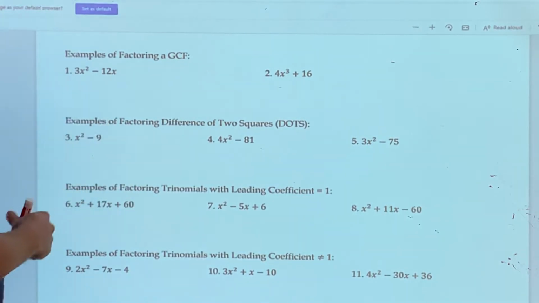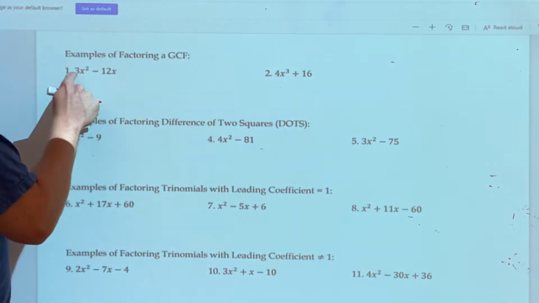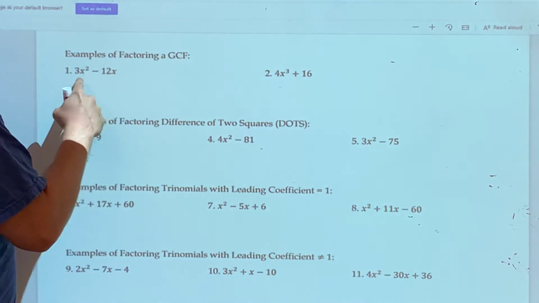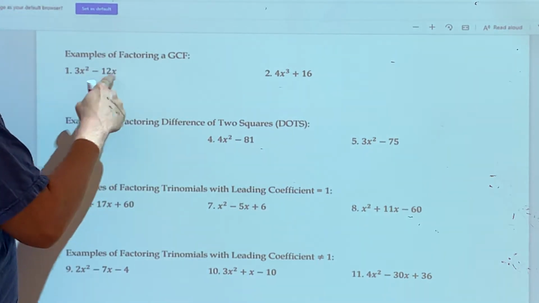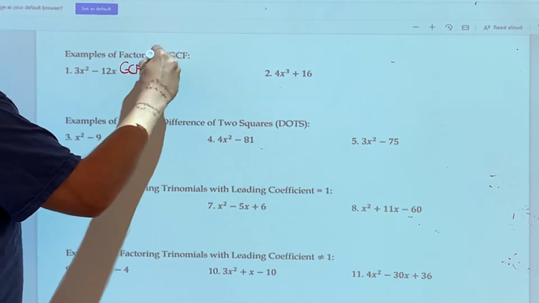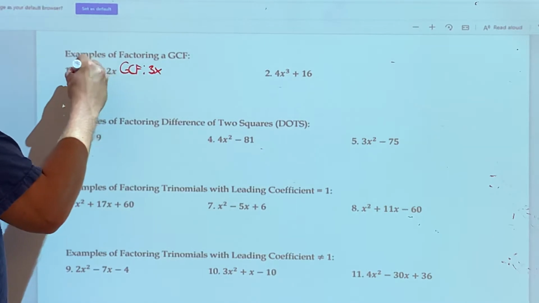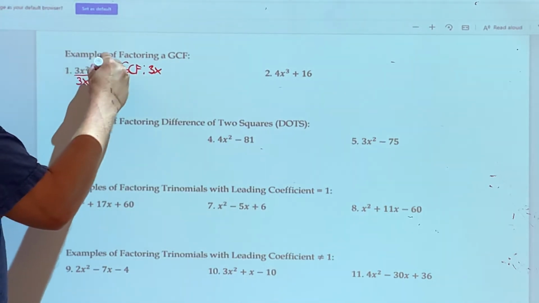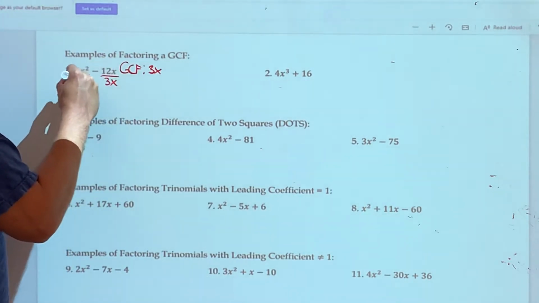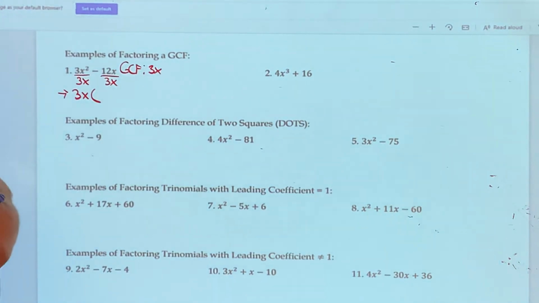So when I look at this first problem here, 3x squared minus 12x, well, what do they have in common? The 3 and the 12 have a 3 in common, okay? And then they both have at least one x in common, so our GCF here is 3x. So then how do we factor that out? Well, what we do then is we take each term here in this binomial and we divide it by 3x. And since we divide it by 3x, we take that out front and we put a parentheses there, okay?